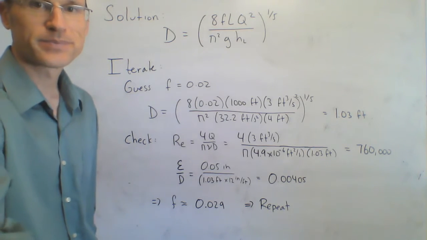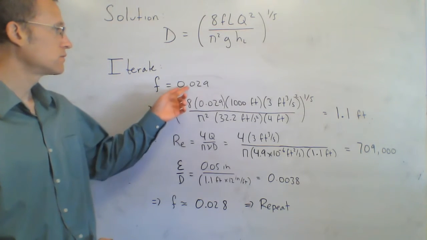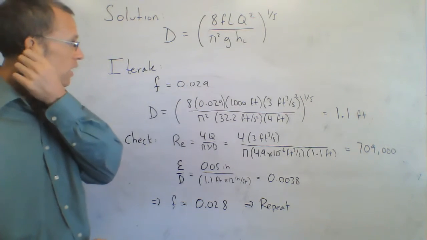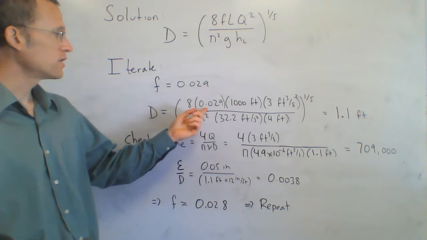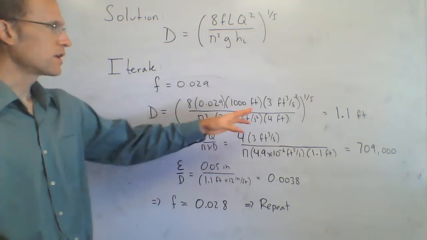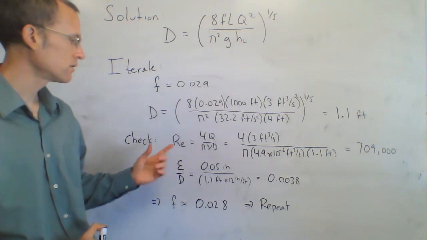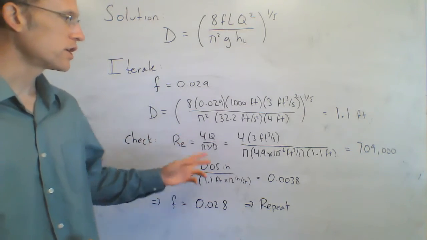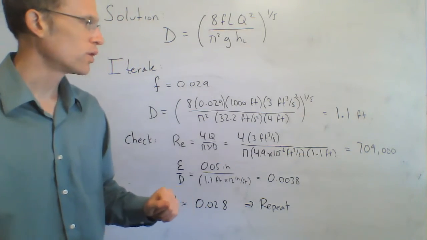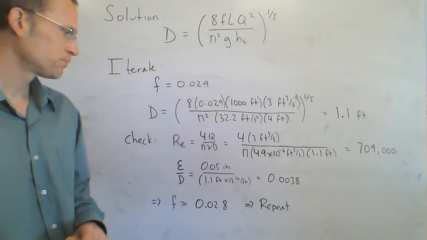So repeating the whole procedure, f is now 0.029. Only thing that changes in my diameter equation is this value from 0.02 to 0.029. Gives me a new diameter of 1.1 feet. Now to check that, plug in the Reynolds number. Again, the only thing that changes is my diameter, 1.1 feet. Gives me a new Reynolds number of 709,000.